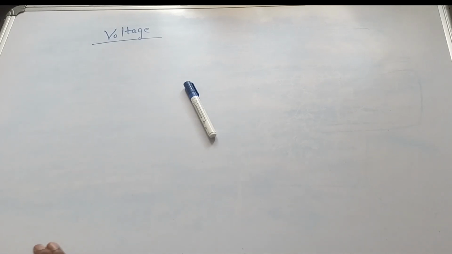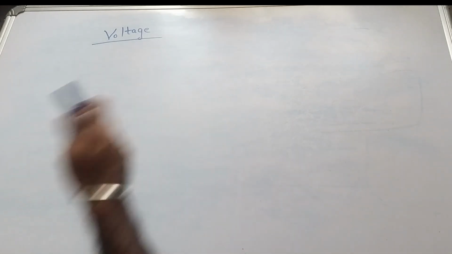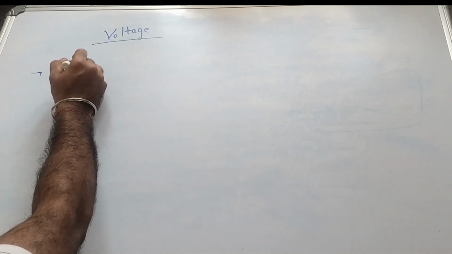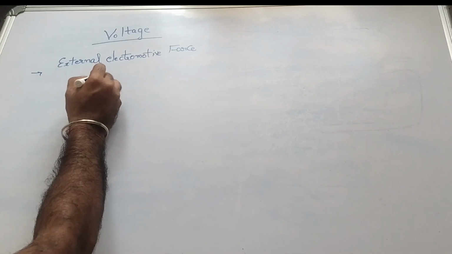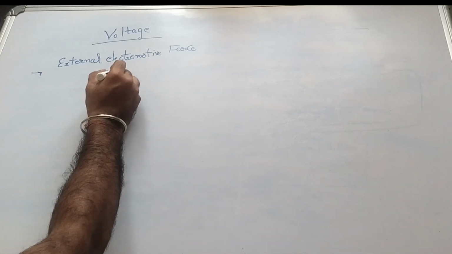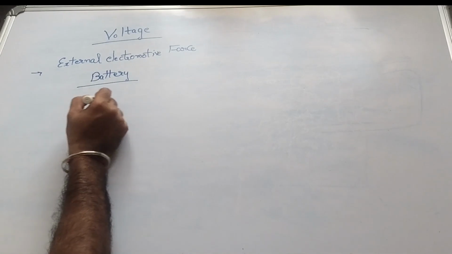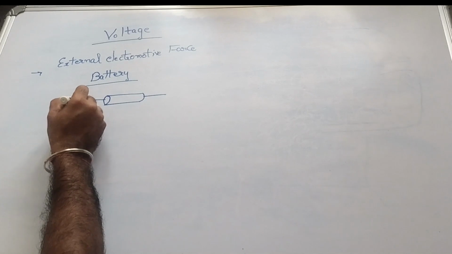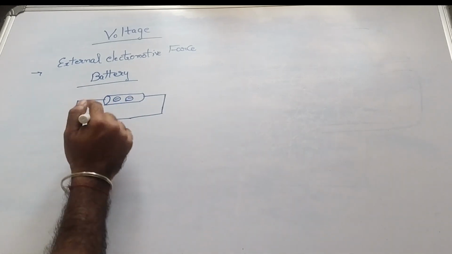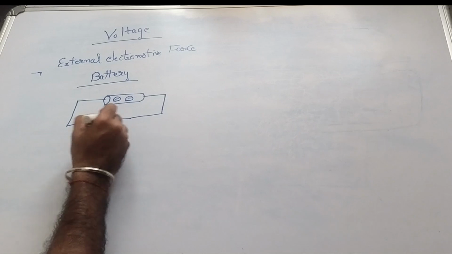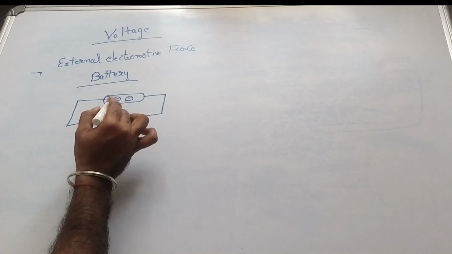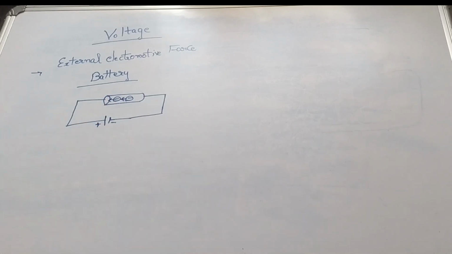Like here also, to move a charge in a particular direction, we require some work or energy transfer. This work is performed by an external electromotive force, which is typically represented by the battery. Initially, charges will be at rest. Here, it is a cross section of the wire. But when you connect a battery here, the battery performs some work on the charge and it moves in this direction.